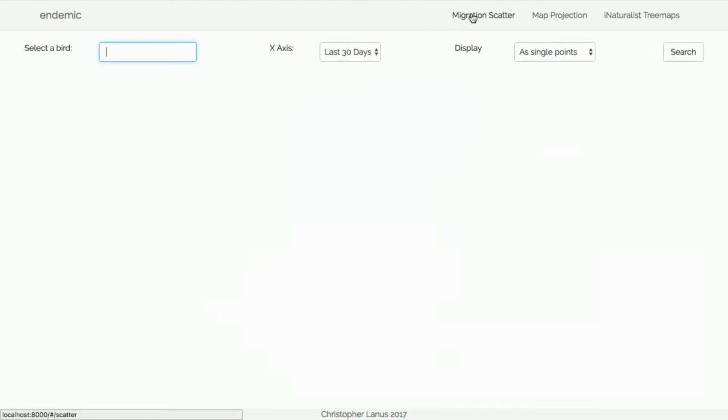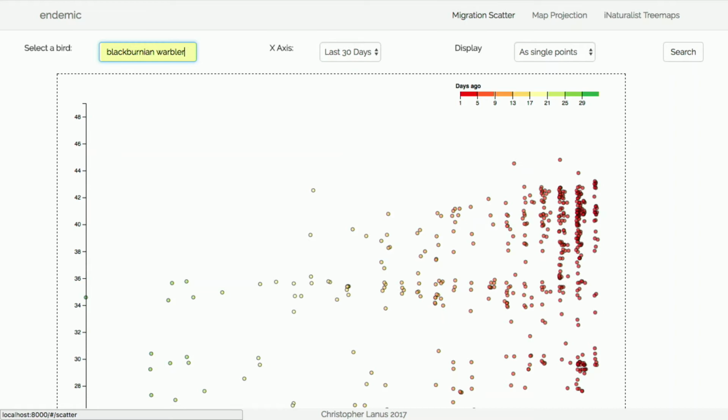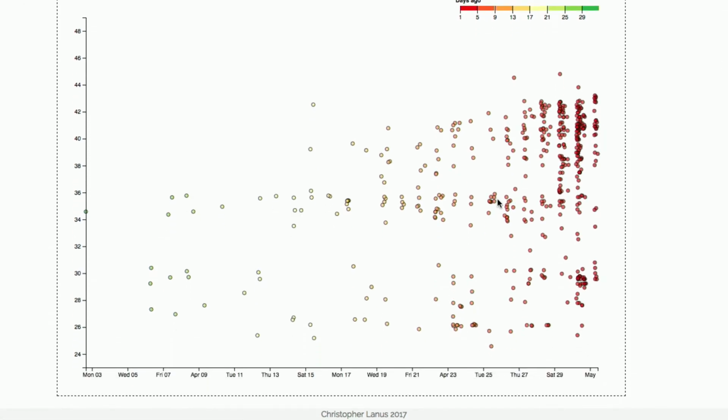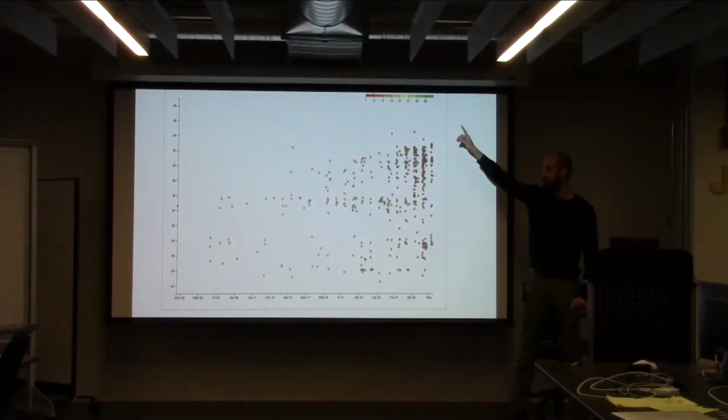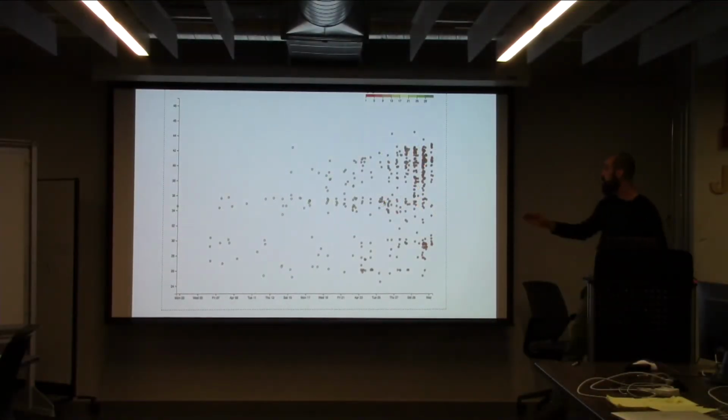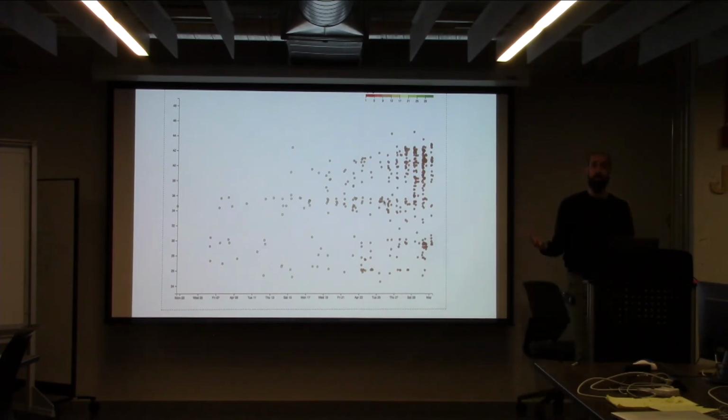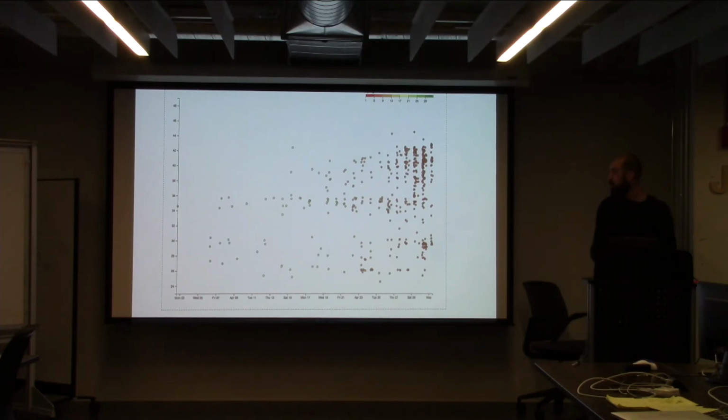I'm going to go back to my scatter plot and take a look at the Blackburnian warbler. If you're familiar at all with birds, you realize that we're in the throes of spring migration. And what's really great about this particular visualization is you can see migration happening. You'll notice that the Blackburnian warbler is moving northward, moving up in latitude, which is our y-axis here. And you can see that there's a greater density more recently. So more people are seeing them farther north more recently, which is really neat.